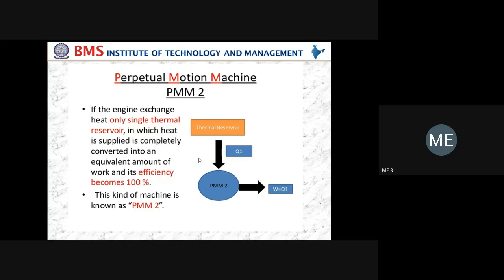Such a machine is called the PMM2, that is, perpetual motion machine of the second kind. It is the engine which exchanges heat with only a single thermal reservoir, in which whatever amount of heat supplied to the engine is completely converted into an equivalent amount of work, and its efficiency is 100%. No machine produces 100% efficiency. Hence this violates the Kelvin Planck statement, and this kind of machine is called PMM2.